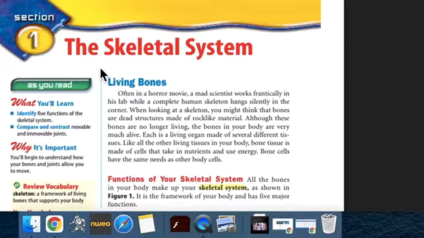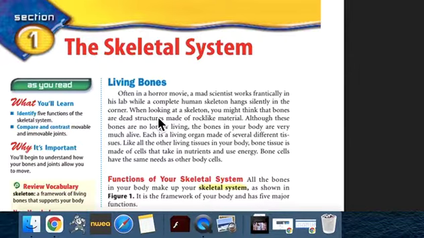Mr. Ruby, and this is a reading of the Skeletal System. I'm joined here by Alex as I go for a dramatic reading of the Skeletal System.